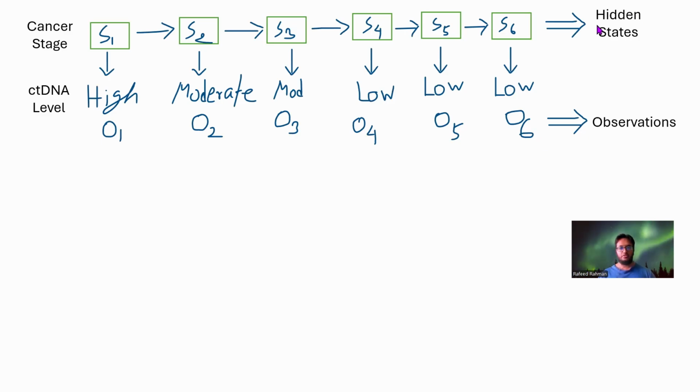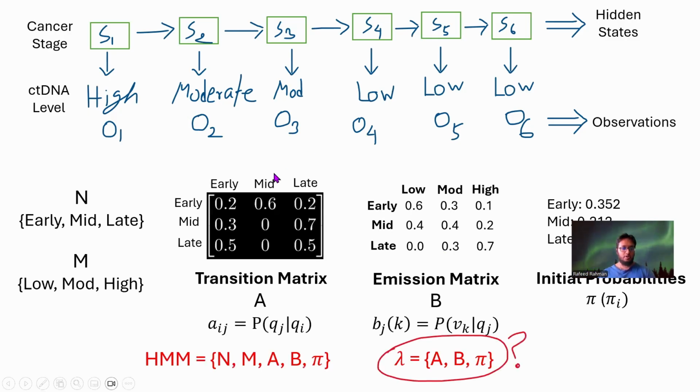Now we also have hidden states, but we don't know what those states are. This is what our typical dataset looks like in HMM. What we also know is which hidden states are actually possible. We know that we have early stage, mid stage, and late stage cancer patients. So S1 to S6 can be early or mid or late, but we don't know what they are. We also know that there are 3 possible observations, which are low, moderate, and high tumor level.